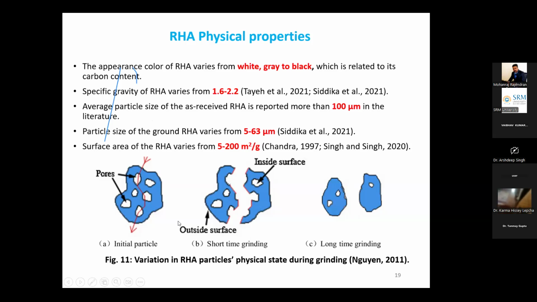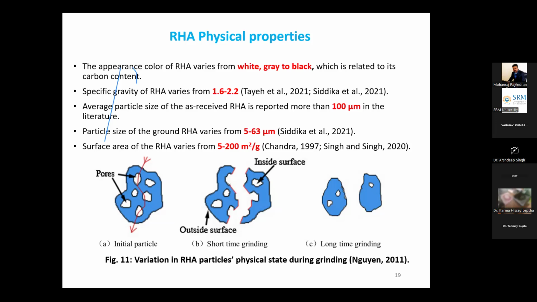Grinding is also required, because as we can see in figure number 11, the initial particle of rice husk ash is porous in nature. It has internal as well as external pores. When grinding is done, the breakdown of these pores occurs. Due to the breakdown of these pores, surface area reduces, and the water holding capacity of this ash reduces. So the grinding of the ash is required in order to reduce the particle size of the ash.